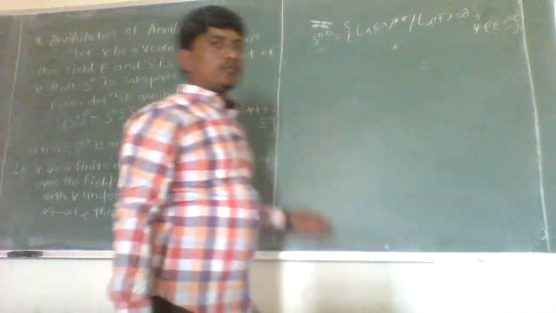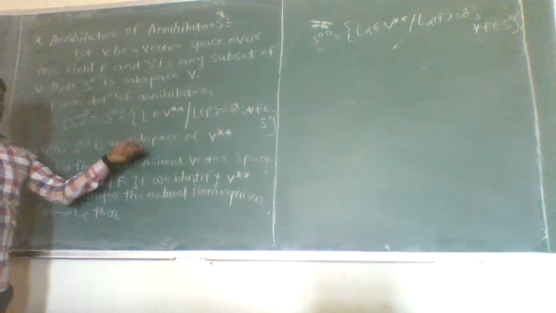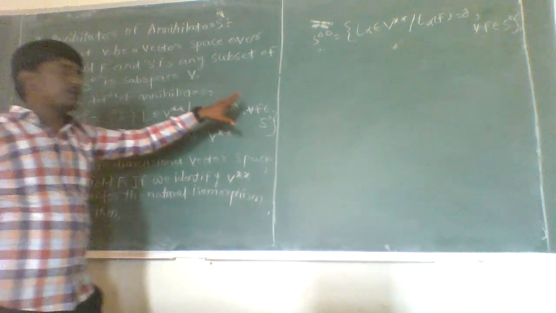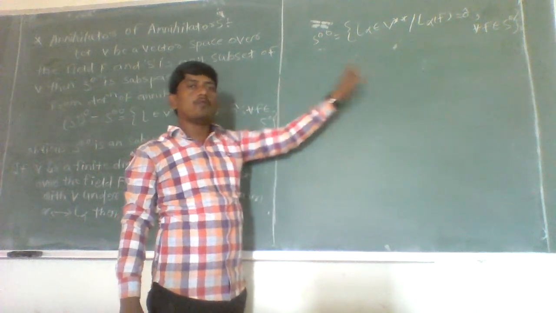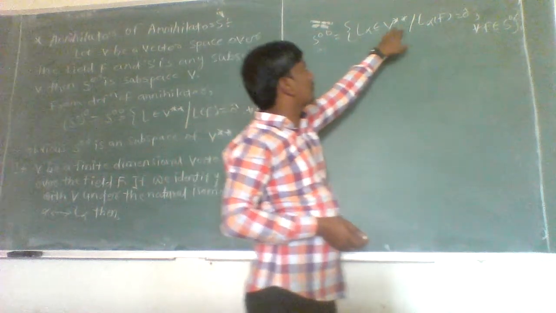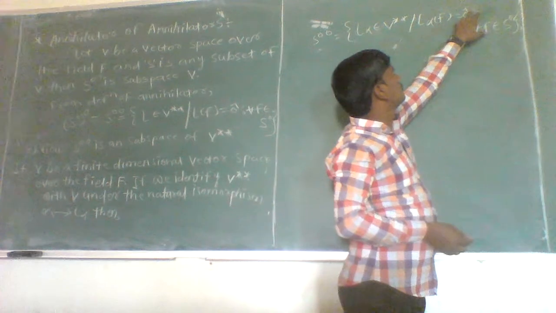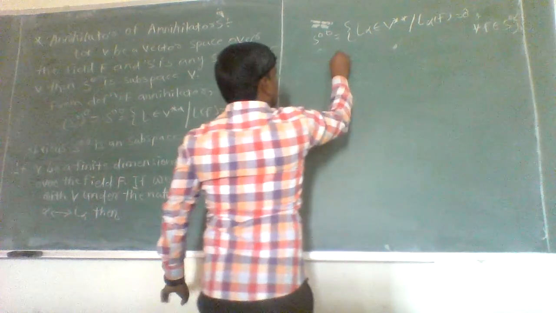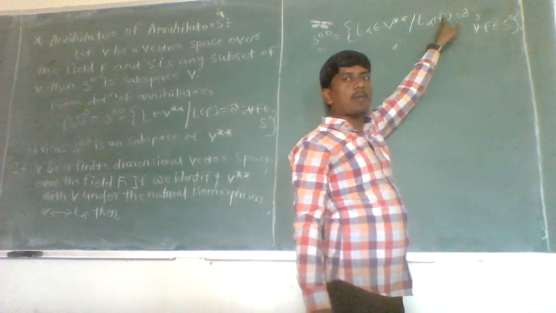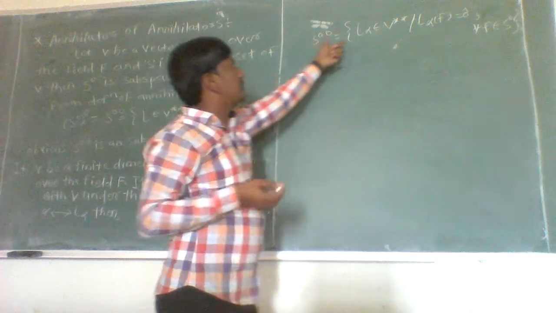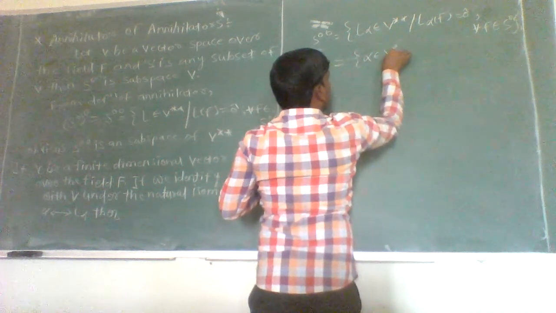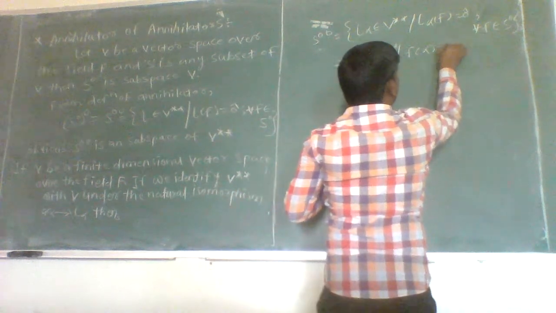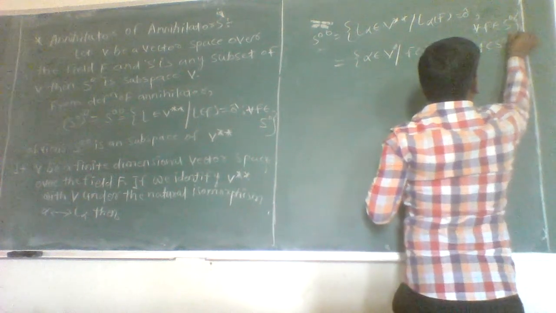Since we know that there is an isomorphism between the vector spaces V and V double star, which was already proved in the previous lecture: if V is any finite dimensional vector space over the field F, then the mapping from alpha to L alpha is an onto isomorphism from V onto V double star. As there is an isomorphism, L alpha of f is nothing but f of alpha. So elements of V and V double star are isomorphic, and this set is nothing but all alpha belonging to V such that f of alpha equals 0 for all f belonging to S annihilator.